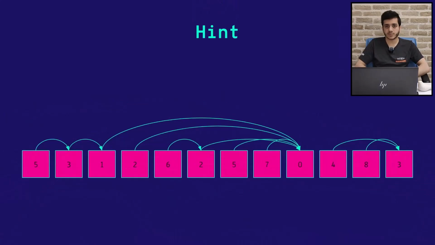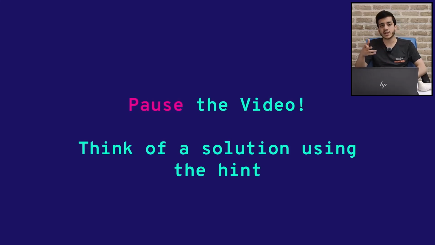Let me tell you a hint. The graph you want to build is connecting every element to the first next element that is smaller than it. Like 5 is connected to 3, and then 3 is connected to 1. Or for example, 2 is connected to 0, but 0 is not connected to any other element. Try to think about this idea and invent an algorithm that solves RMQ. And again, pause and think for at least 10 minutes and resume the video.